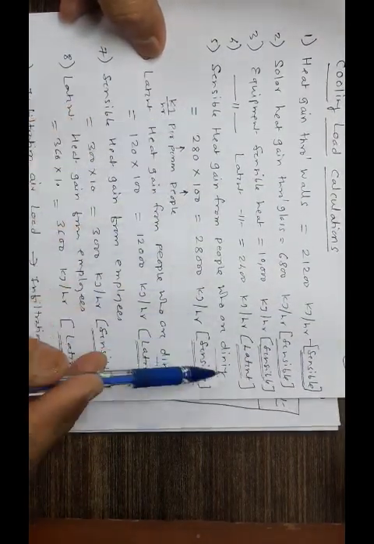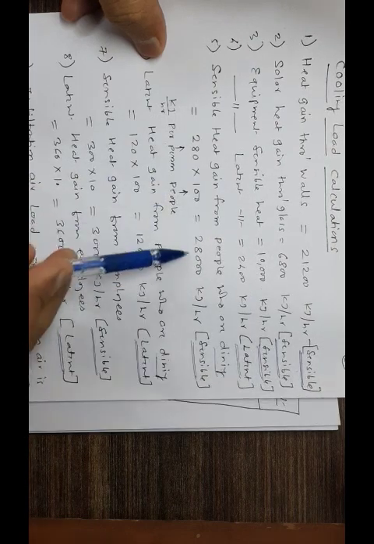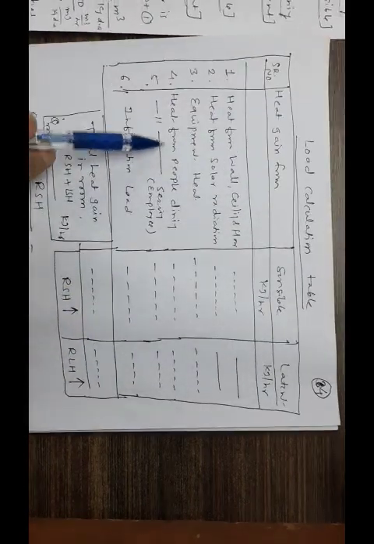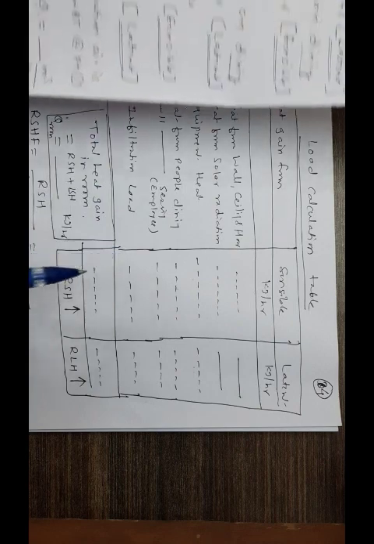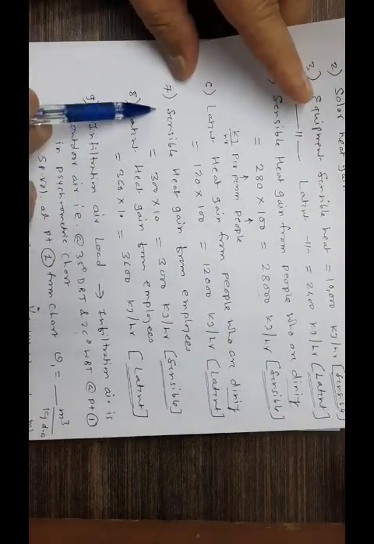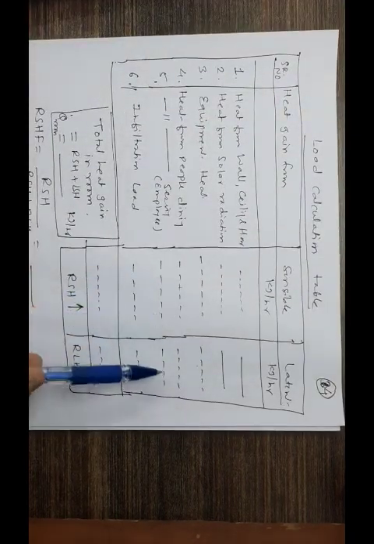Sensible heat of people who are dining is this much, 28,000, whereas latent will be 12,000. Then the heat from people who are serving, that is employees: sensible heat gain from people who are serving, sensible is so much, and latent is so much. So sensible you will write here, latent you will write here.